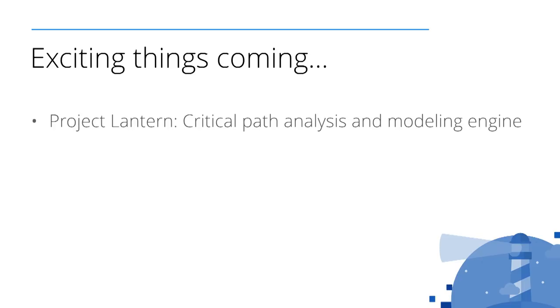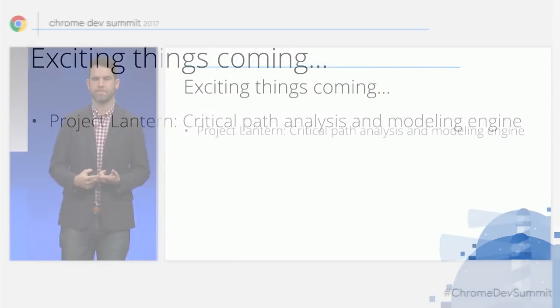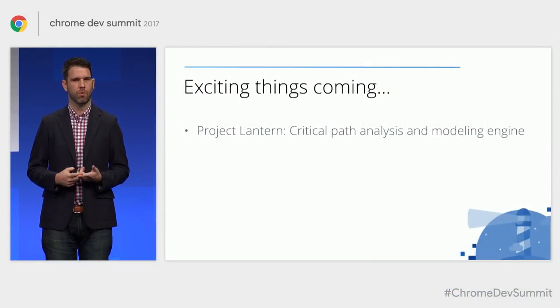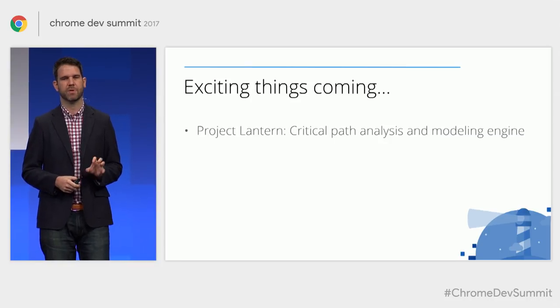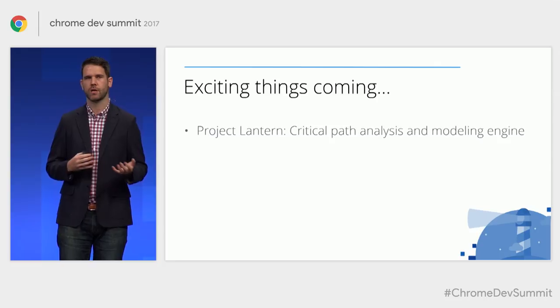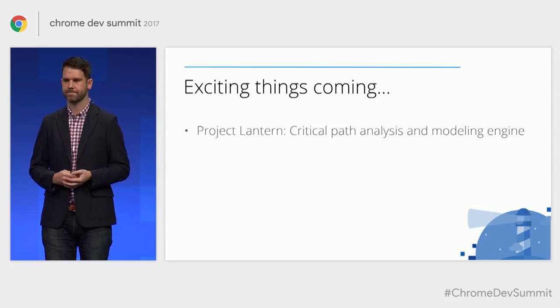We've been working on a project called Lantern, which provides critical path analysis and models what is happening inside the browser. This allows us to do a few things. One, we can run Lighthouse about 5 times faster than it currently takes right now. And two, it allows us to make much more accurate calculations when it comes to the performance. So we can be very precise around how much each performance opportunity is going to save you.